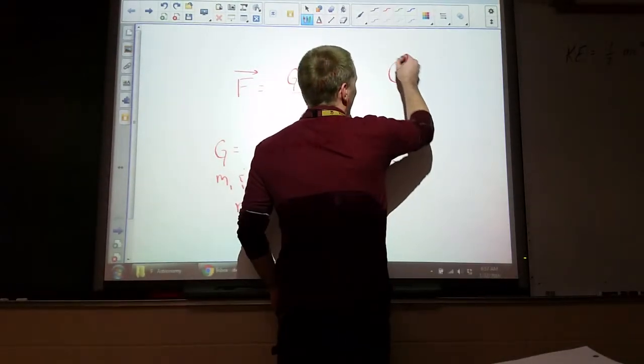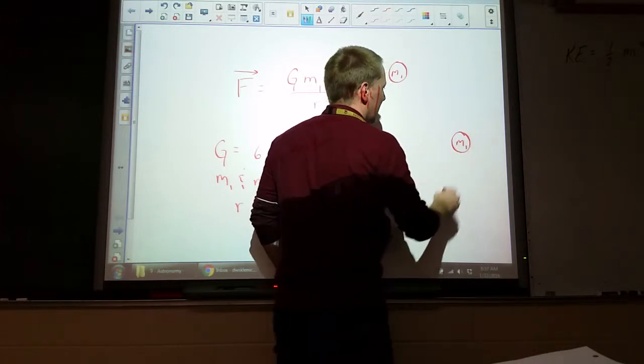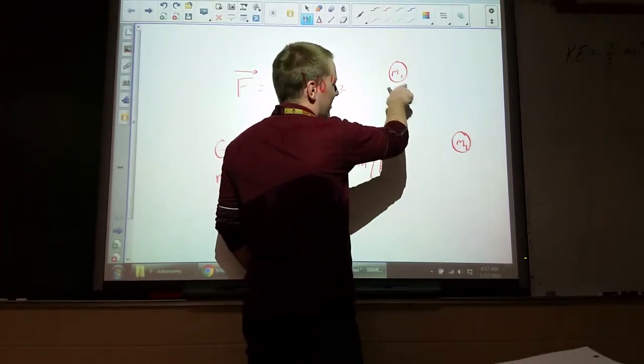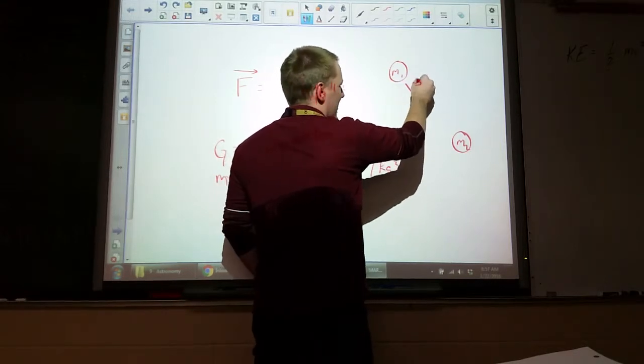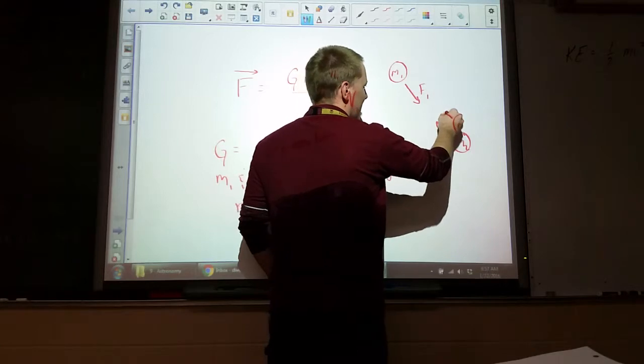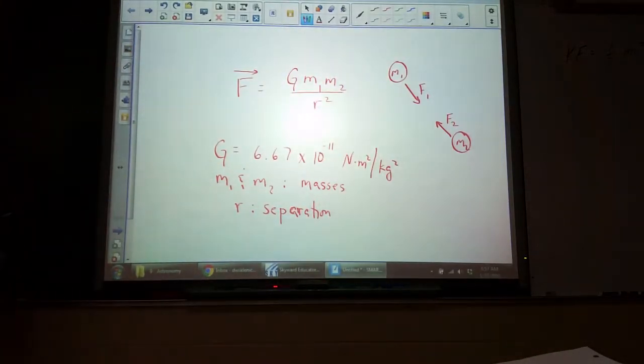So if you've got two masses, here's M1, here's M2. M1 experiences a force this way. M2 experiences a force that way. It's an attractive force. And so we might describe that as, you could just say that it's attractive on a line in between the two.